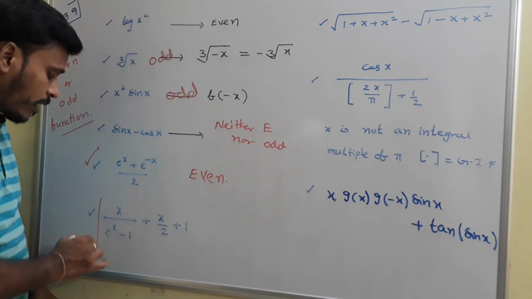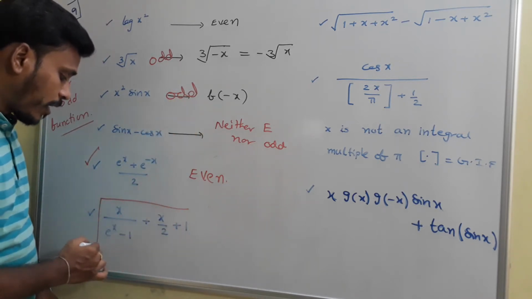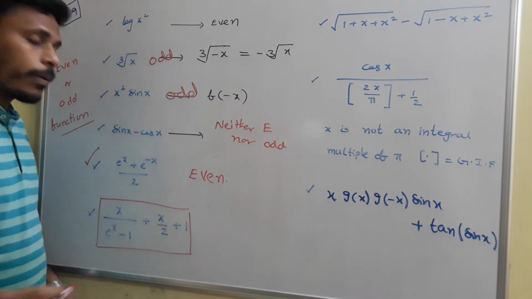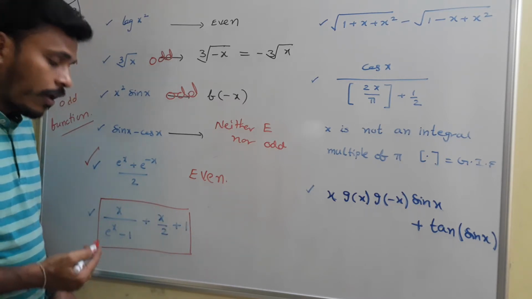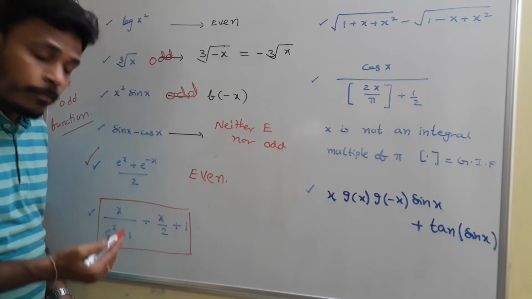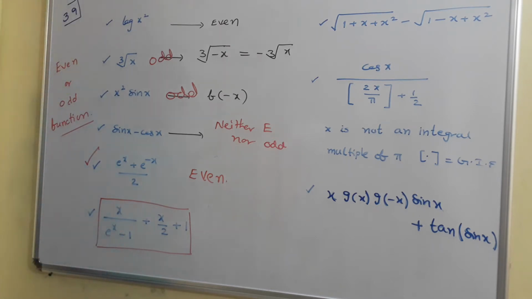And the last one is x by e power x minus 1, plus x by 2. What is our task? We need to replace x with minus x. What will happen? Just have a look.